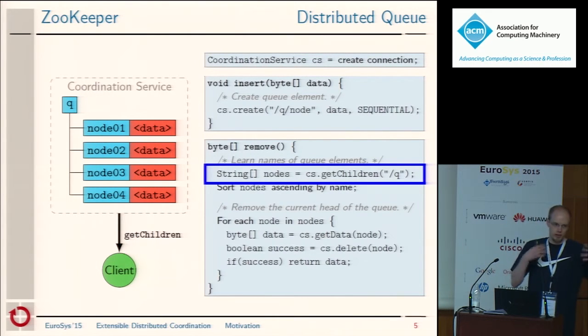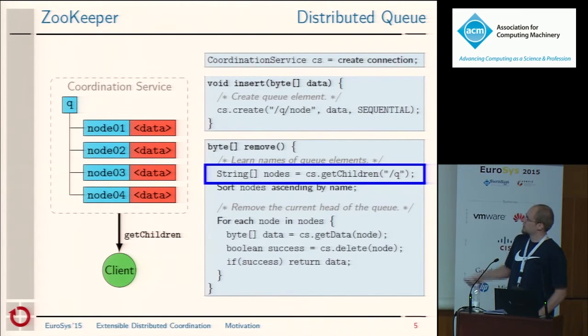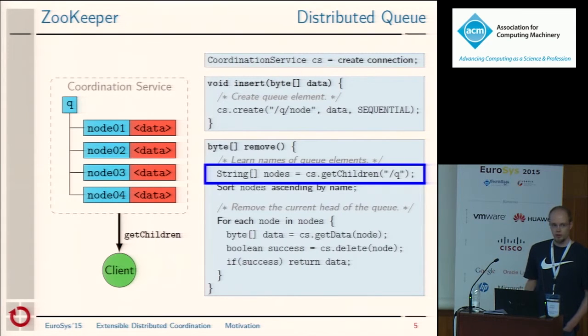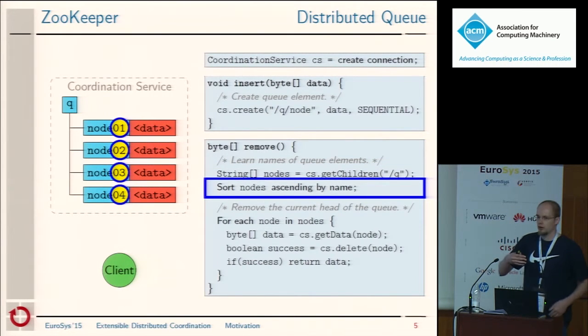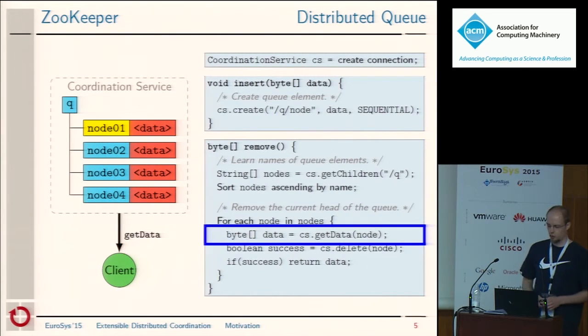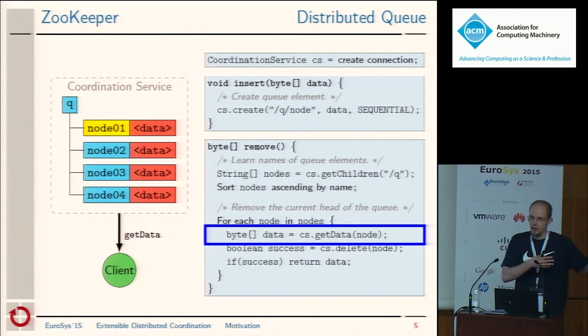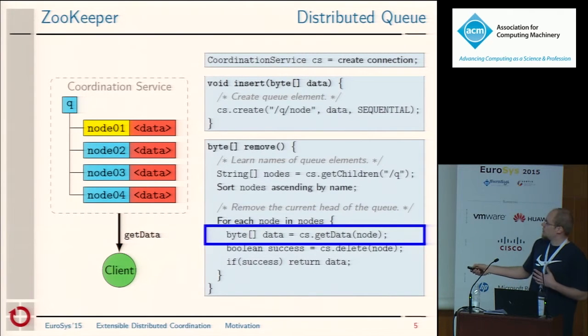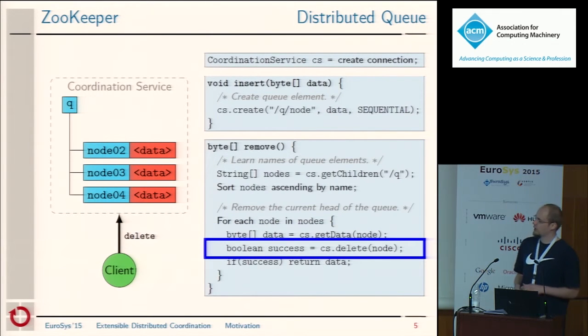Because in order to be able to remove the head element of the queue, what the client first has to do is identify this element. So the way this works in ZooKeeper is the client uses this getChildren call in order to learn all the node names. And using the sequence number encoded in these names, the client is able to detect the head of the queue, which is the node with the lowest sequence number. So in this case, it is node 1. Having found this head element, the client is able to get the data by calling the method on the coordination service, and then finally to remove the head element by using delete.